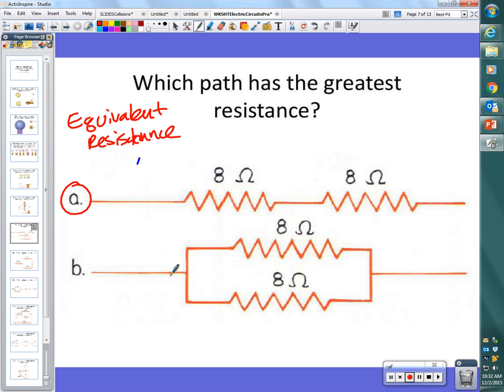All right. In series, what happens to the resistance as we add resistors? It gets greater, right? The more resistors we add, the greater the resistance. And it's a very simple linear relationship. So in series, the equivalent resistance, R with a subscript EQ for equivalence, is just equal to R1 plus R2. So in this case, what would be the equivalent resistance of path A?